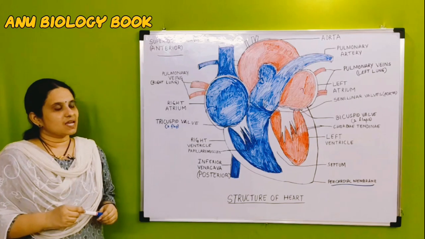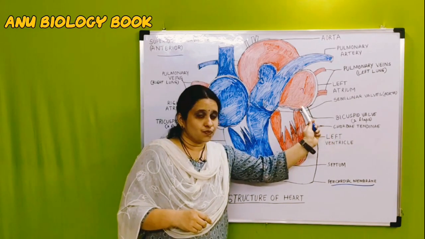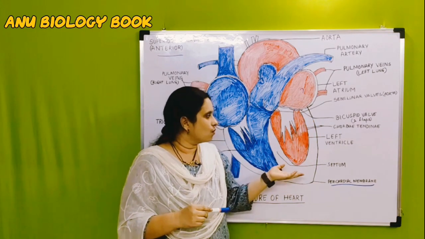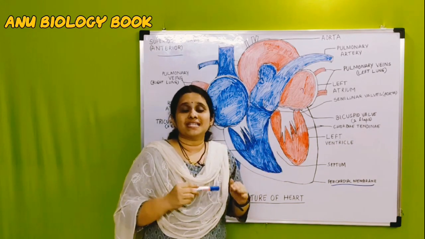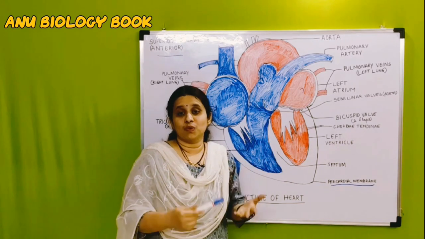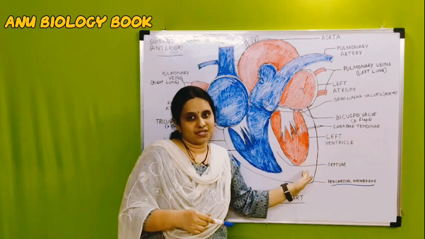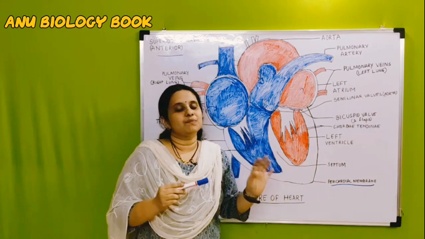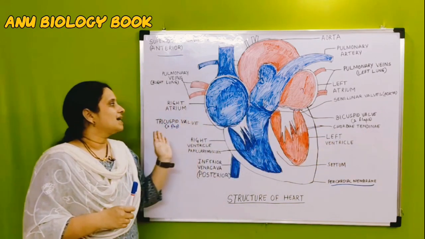In the same way, here the two flaps, the bicuspid valve, prevents the reverse flow of blood from the left ventricle into the left atrium. So it helps in the movement of the blood from left atrium to the left ventricle, and it just prevents the reverse flow. That is the importance of the valves called the bicuspid valve and the tricuspid valve.